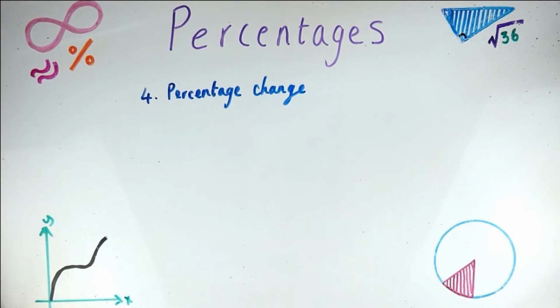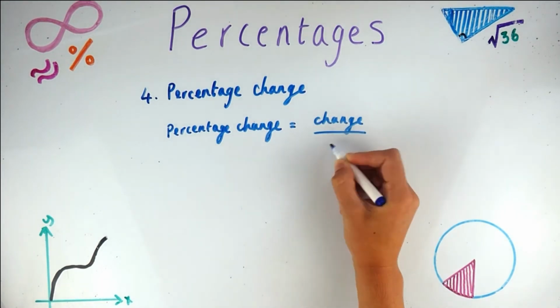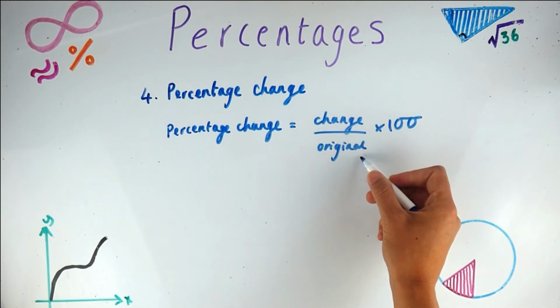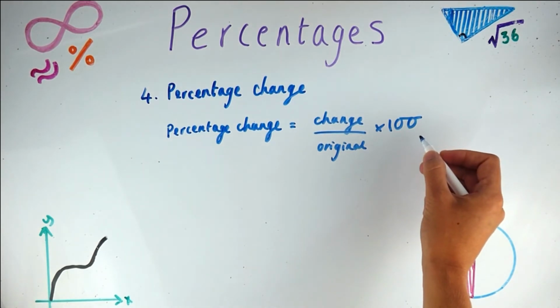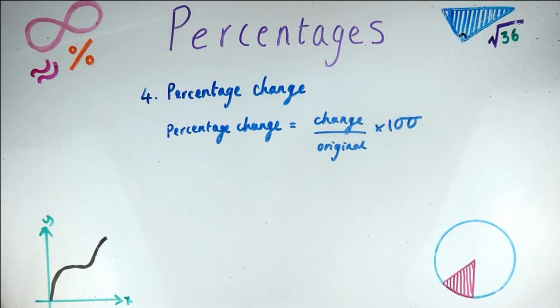Okay, so type 4 is the percentage change type. Now there's a nice easy formula to follow for this, so I'm just going to write that down now. The formula is that the percentage change equals the change divided by the original, times by 100. And the way you might see that it's a percentage change type of question is that the question will ask you to find the answer as a percentage.